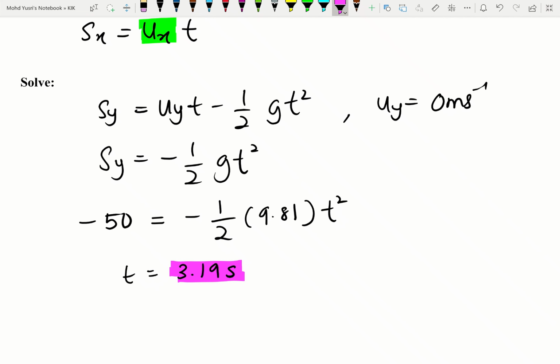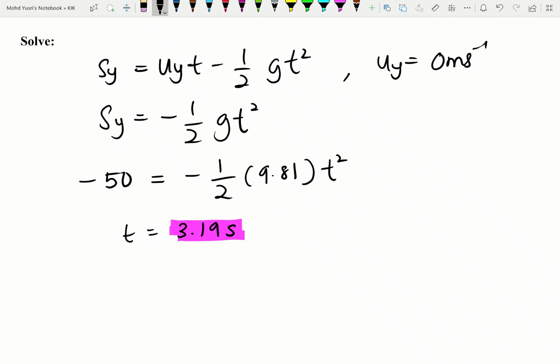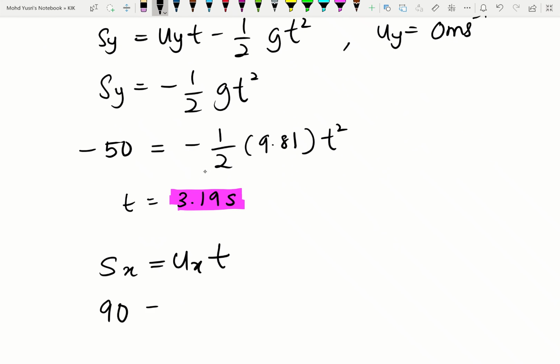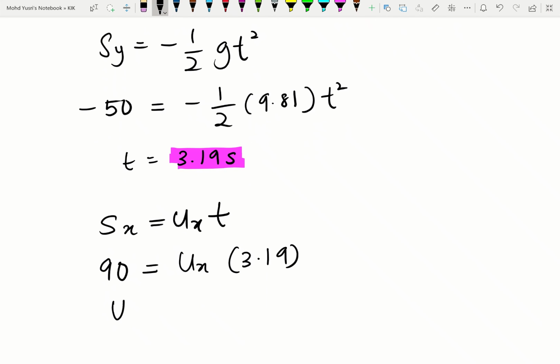To calculate the initial velocity, we substitute time is equals to 3.19 seconds into equation Sx is equals to ux times t. Sx is 90 is equals to ux times 3.19. So solve this equation for ux. The unit for ux is meter per second. So the answer for ux is 28.2 meter per second.